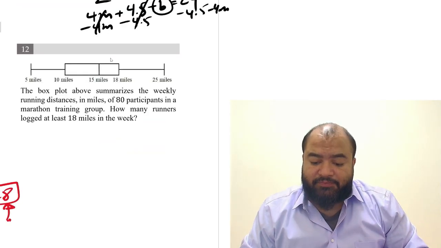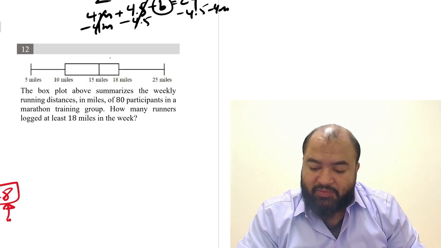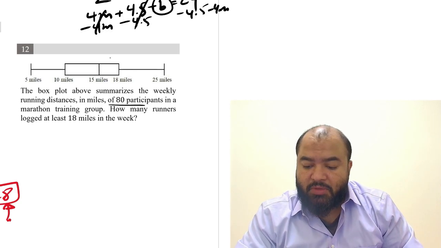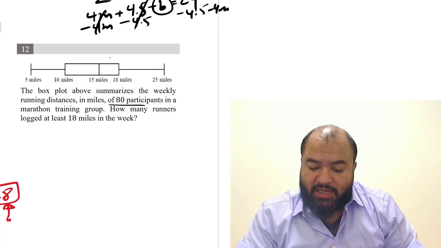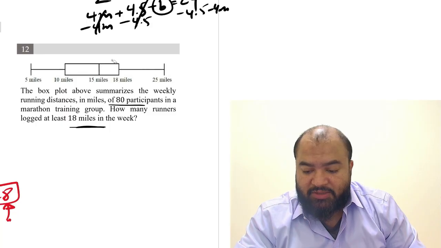Question number 12. It's a box plot. So above summarizes the weekly running distance of 80 participants. How many runners logged at least 18 miles? At least 18 or above. So from here to above. So let me explain how it works.